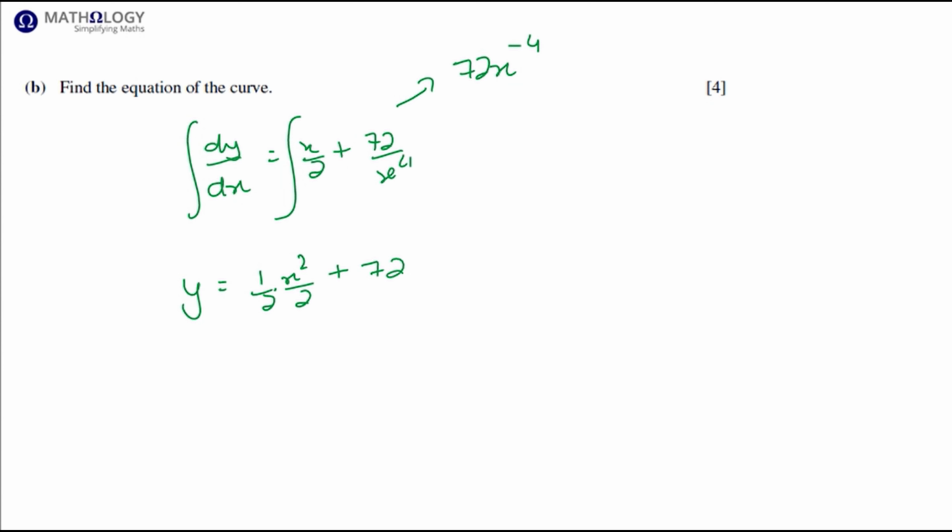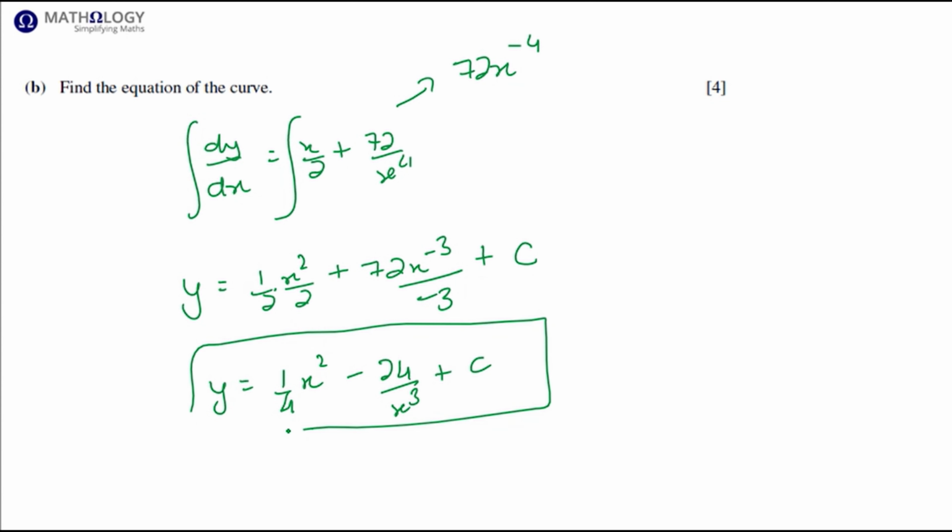So we have the constant term which you can pull out. X to the minus 4, when we integrate that we add 1, so it will be x to the minus 3, and then we divide by negative 3, plus the constant of integration. So y equals a quarter x squared minus 24 over x cubed plus c. So this represents the equation of the curve.